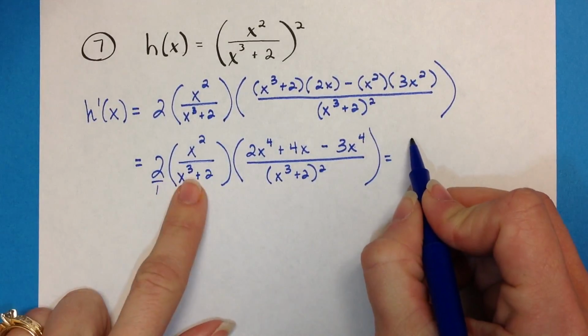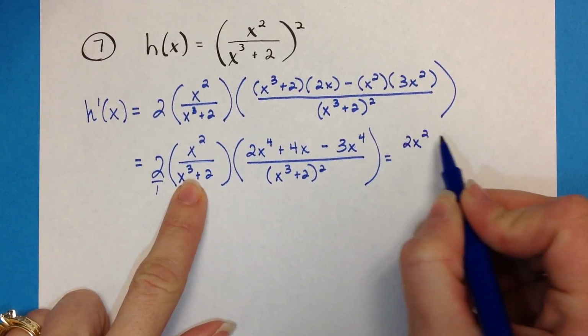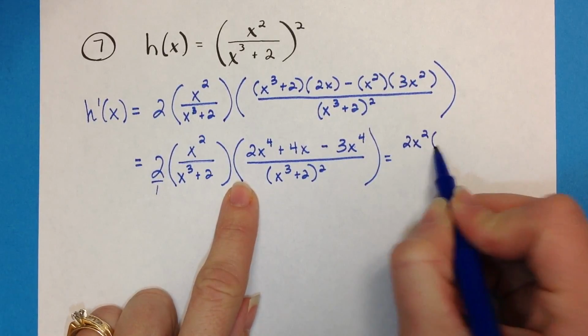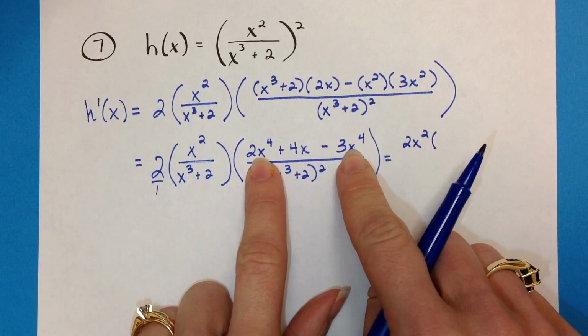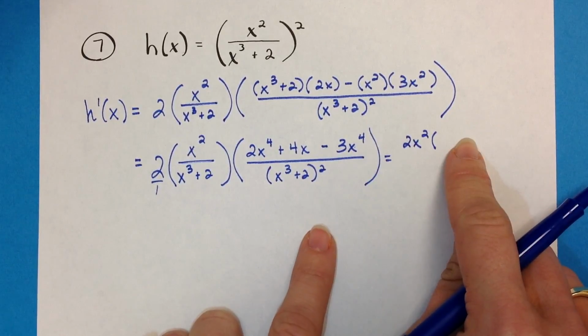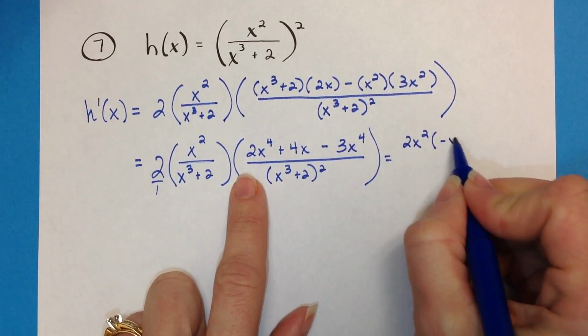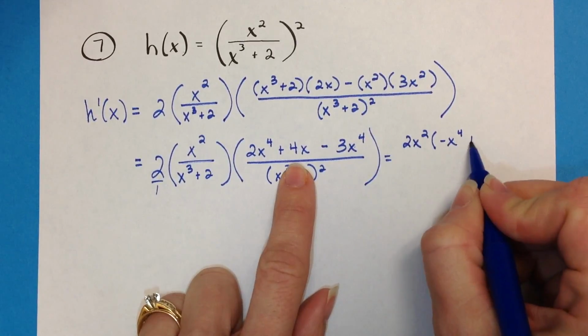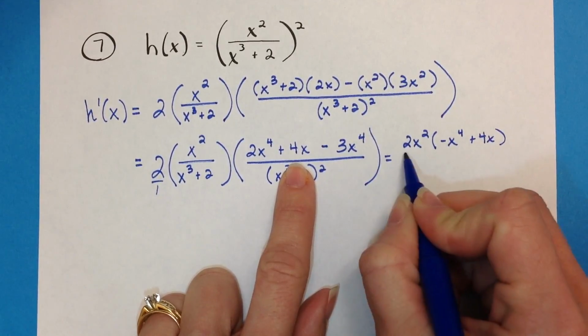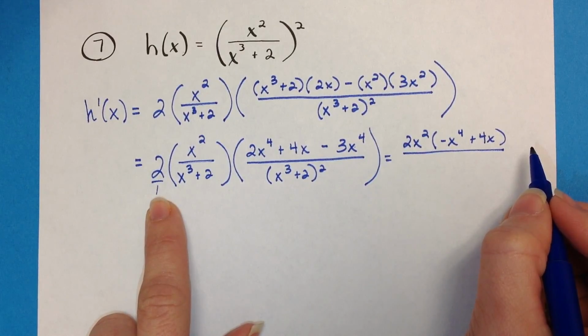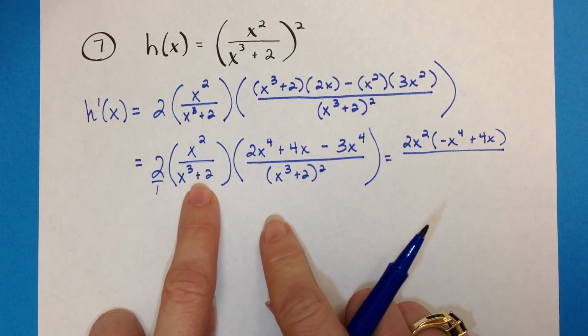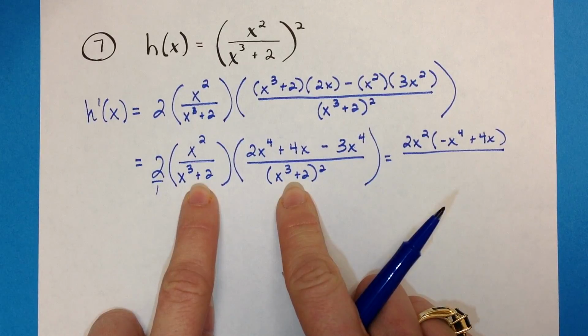You would have 2 times x squared times, now over here of course you can combine these two together, but then you're still going to have 2 terms, so we need to put it in parentheses. So I would have a negative x to the 4th and then plus 4x. Now when you multiply across the bottom, of course the times 1 doesn't change anything, but if you notice this expression is the same as this.